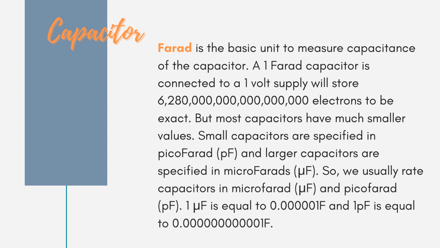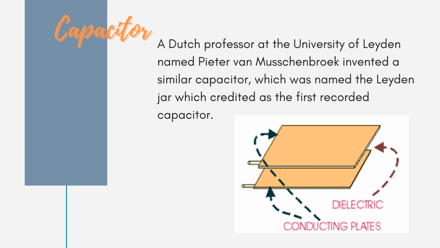1 μF is equal to 0.00001 F. And 1 pF is equal to 0.000000001 F. A Dutch professor at the University of Leiden named Pieter van Musschenbroek invented a similar capacitor, which was named the Leiden jar, credited as the first recorded capacitor.